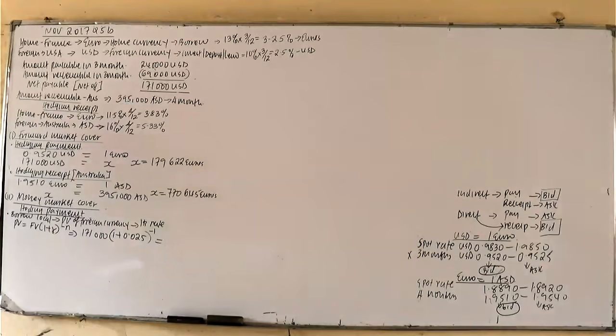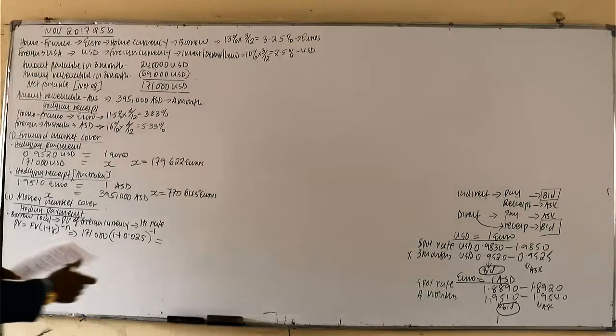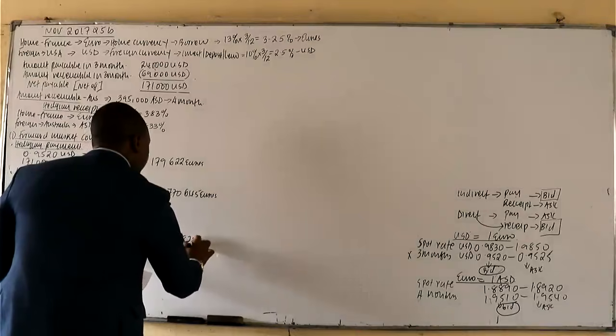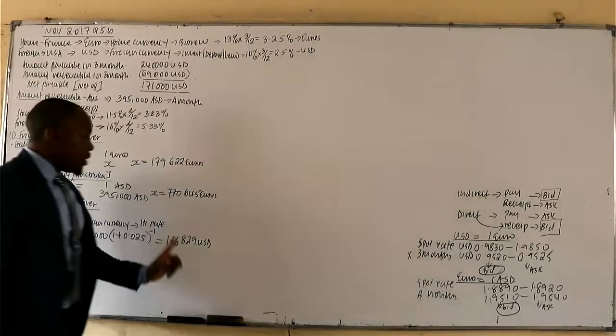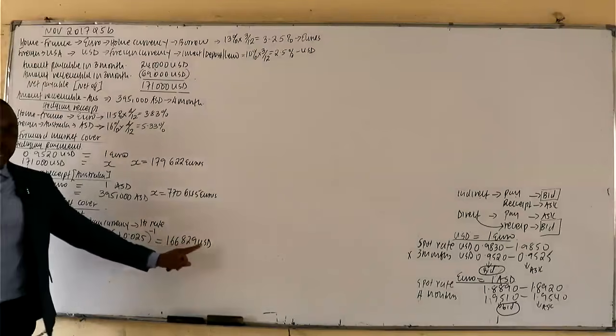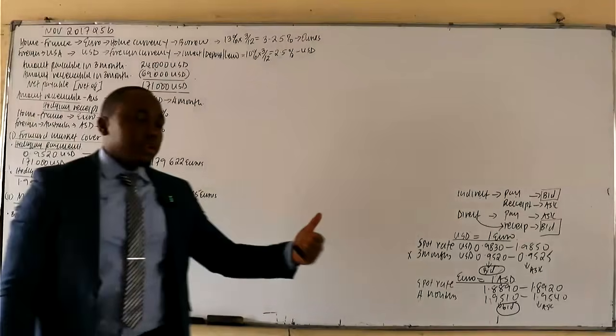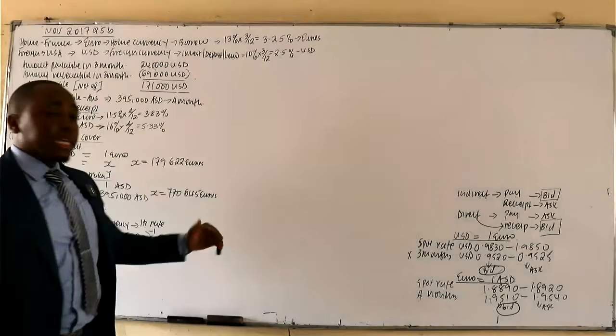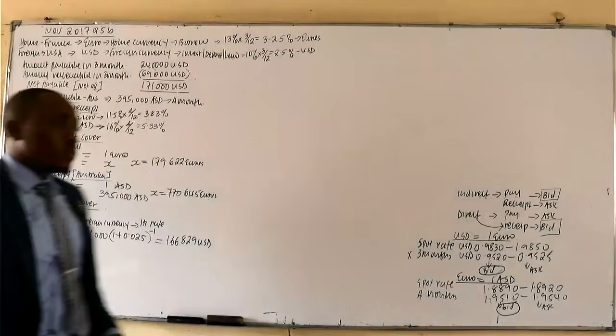What do you get? I'm getting an amount of 166,829 USD. So if we need to borrow now, this is the amount we need to borrow currently. This is the present value. So 166,829 USD. Then the next step was that when you borrow that amount, you convert it now into home currency. Remember, the USD is the foreign currency. You convert the amount into home currency.